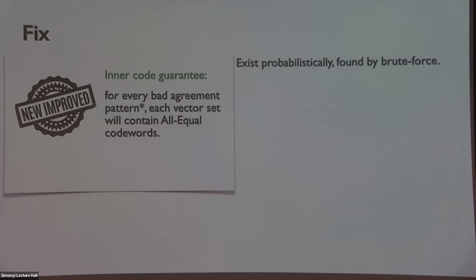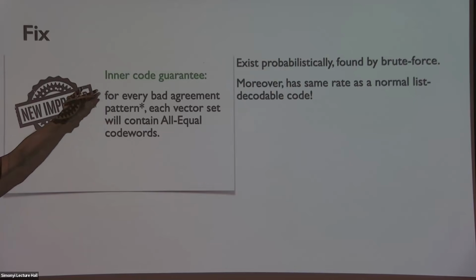It's an inner code of constant size, so you find it by brute force. You use it, you do the same construction as before, and you'll get what you want. The good thing is that the rate is the same as it was before. You don't lose in the rate, even though there's this probably stronger guarantee. Can you say formally what's the property?